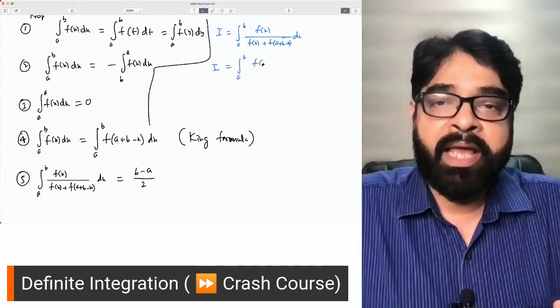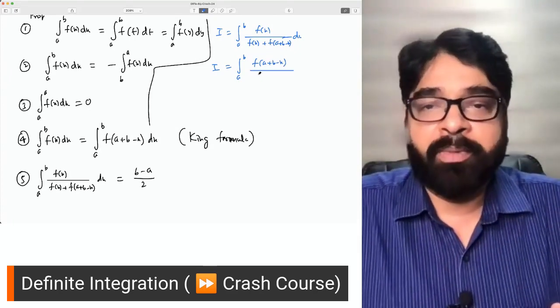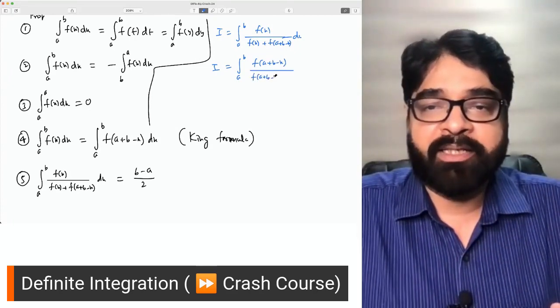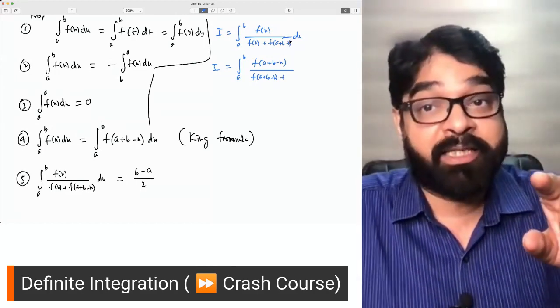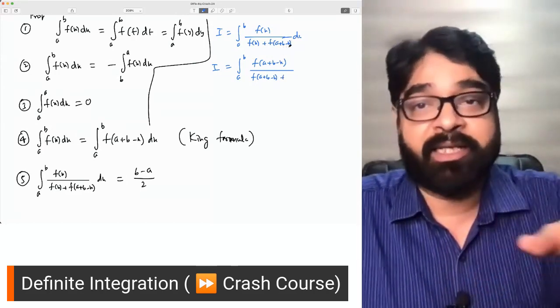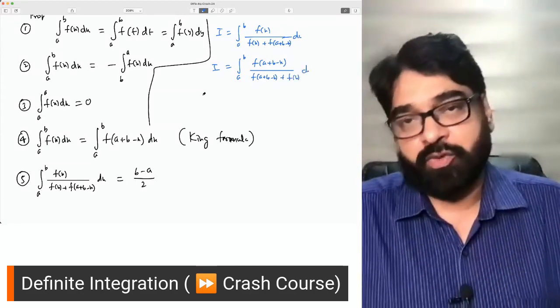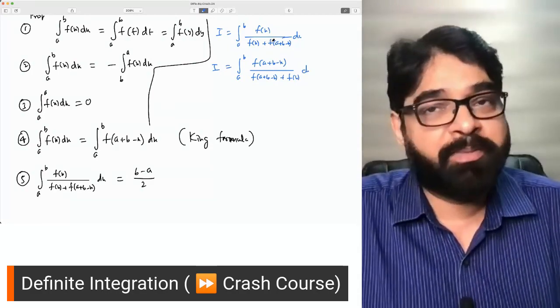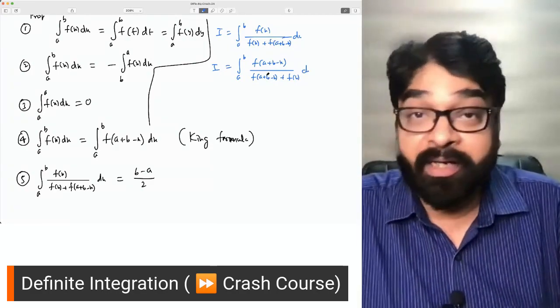Integral from a to b of f(a plus b minus x) divided by f(a plus b minus x) plus, here also if you replace x by a plus b minus x, the a plus b will get cancelled and minus x will become plus x, f(x). Now I can add these two. See, the question was this much. We applied the King formula, and again this has happened, we didn't get the answer.